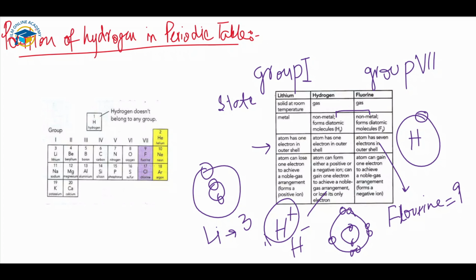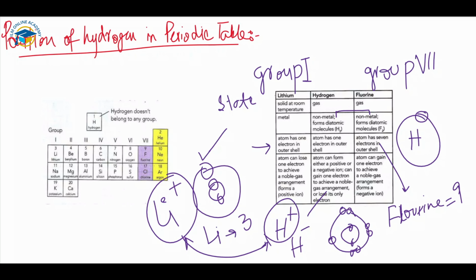In the case of lithium, as lithium has just 1 outer electron, it is difficult for lithium to gain 7 more electrons. It is easier for lithium to lose 1 electron, achieve a noble gas configuration and form the positive ion Li positive. So this is a similarity between hydrogen and lithium: hydrogen can form H positive and lithium also forms Li positive.